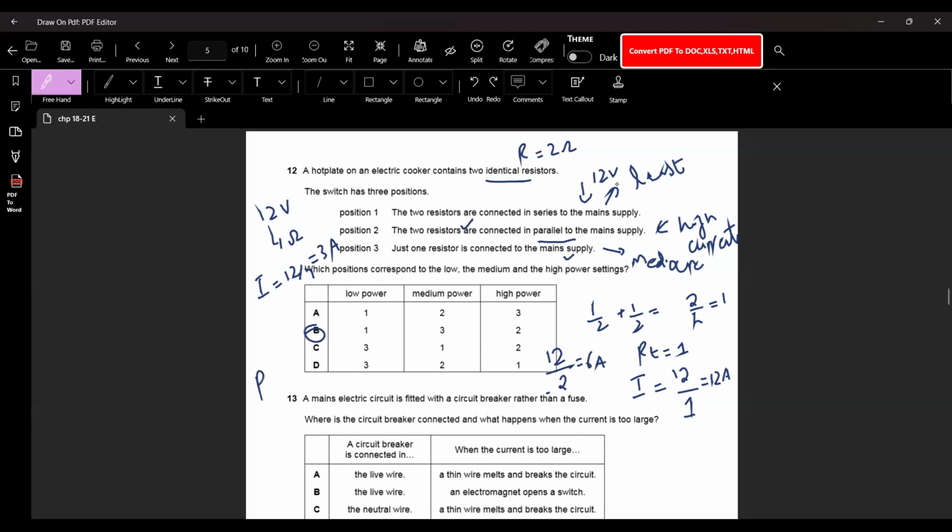In the first option, P equals VI gives 12 times 3, which would be 36, I guess, for position 1. For position 2, voltage is 12 and the current came out to be 12 again. So I guess this will be 144 watts. And in position 3, voltage is again 12 and the current is... what did we get? 6 amperes. So whatever the value would be, it would be less than this one.